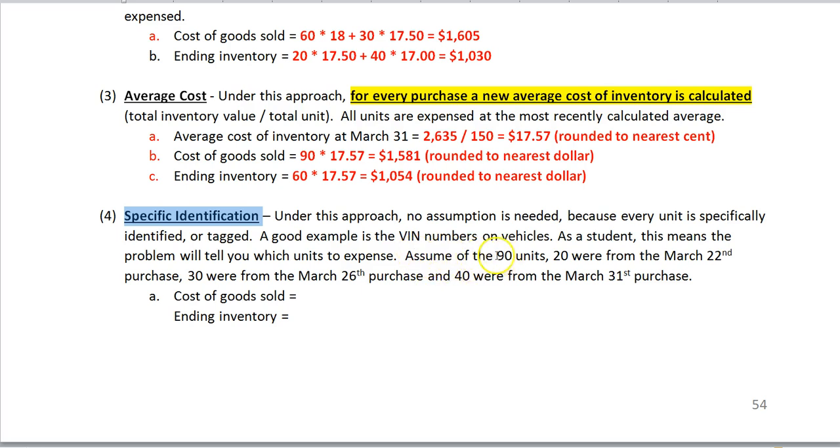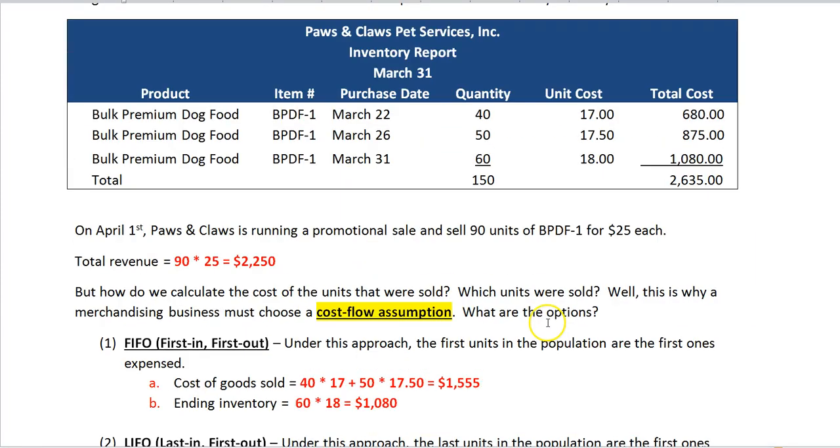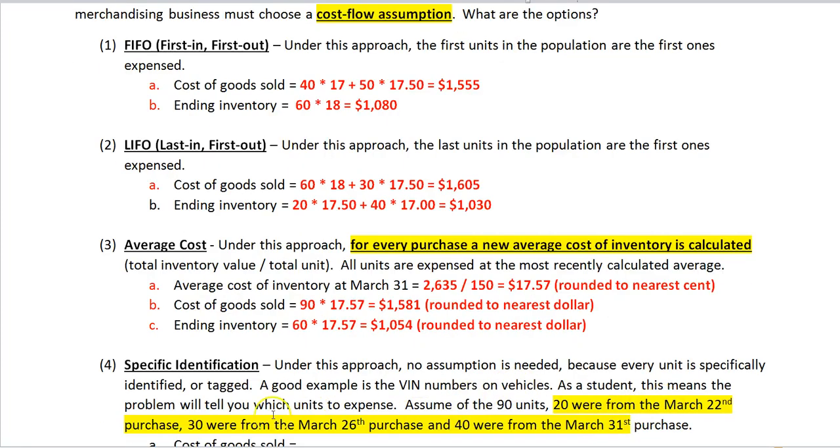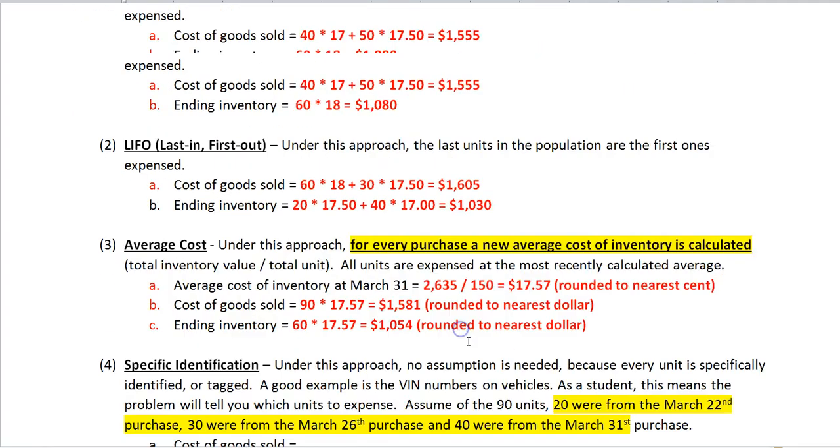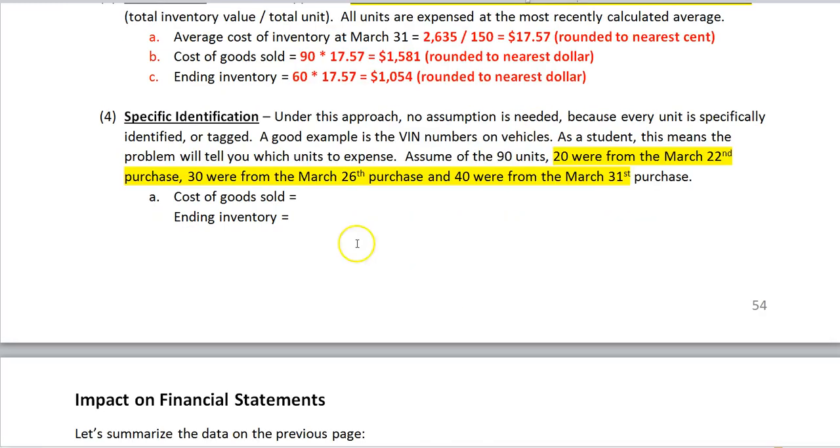So here it's going to tell us, assume of the 90 units, 20 were from the first transaction, 30 were from the middle transaction, 40 were from the last transaction. So it tells us which ones because they have it specifically tagged. So 20 from the first one, so it'll be 20 times 17. 30 from the second one, so 30 times 17.50. And then 40 times 31. Let's see the cost of goods sold. We see the 20 at the first cost, 30 at the second one, and then 40 at the third one. Multiply and then add all those together, you get the total cost under specific identification.